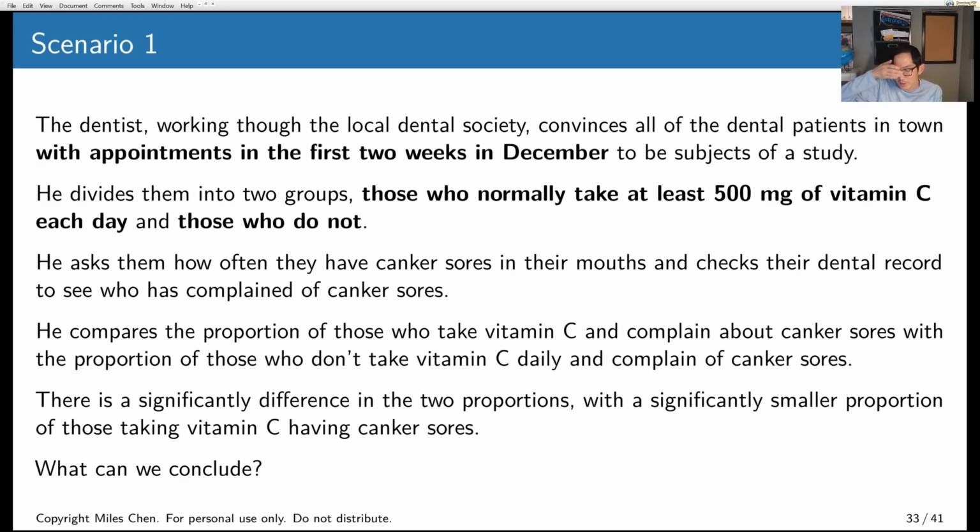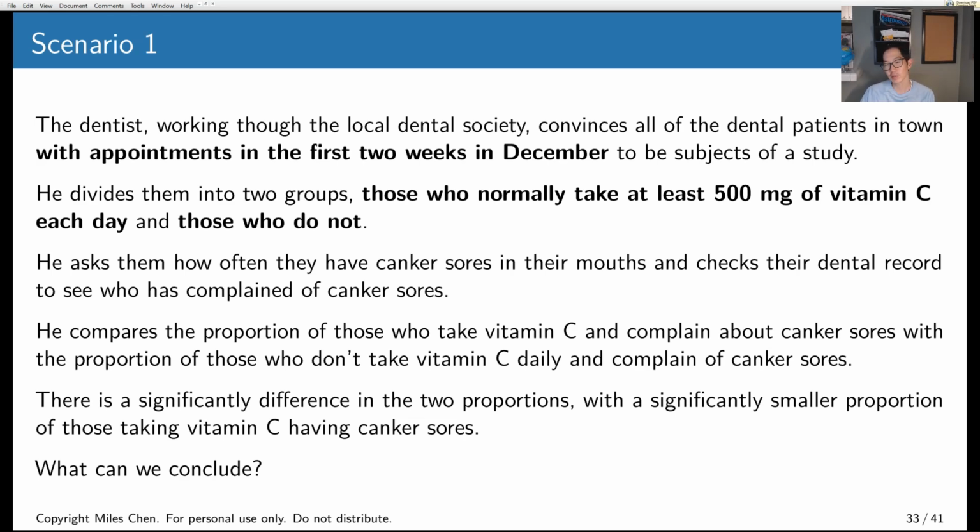And I'm going to list out these 4 scenarios. But basically, what you need to pay attention to is, do you have a random sample, and is there random assignment? So in scenario 1, we look at all the dental patients in town, and we look at everybody who has appointments in the first 2 weeks of December. We ask them to be part of our study. And then we ask them, hey, do you take vitamin C or not?